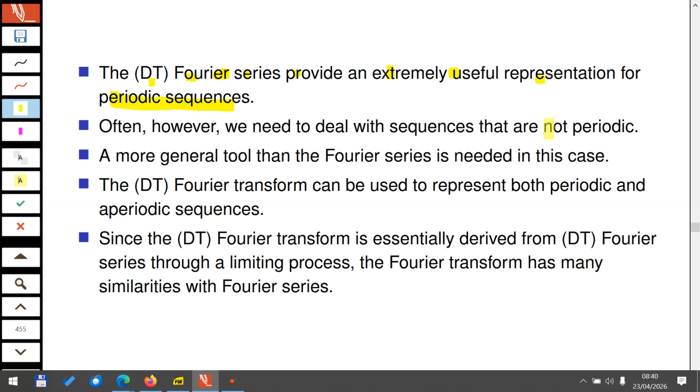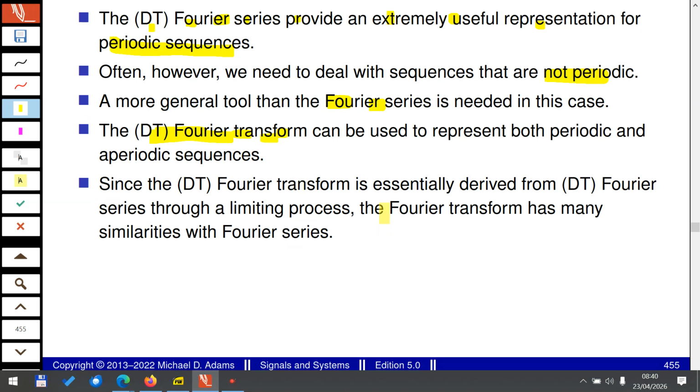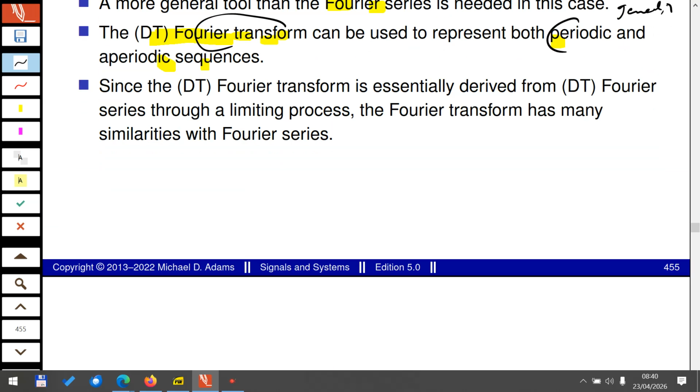We sometimes need to deal with sequences that are not periodic. So a more general tool replacing Fourier series is needed, and that is what is called the discrete time Fourier transform. It can be used for both periodic and aperiodic sequences because we will sooner or later introduce the generalized one as well, which can also deal with periodic sequences. To summarize, you can think of the discrete time Fourier transform as a limiting case of Fourier series, when you allow the period n to approach infinity.